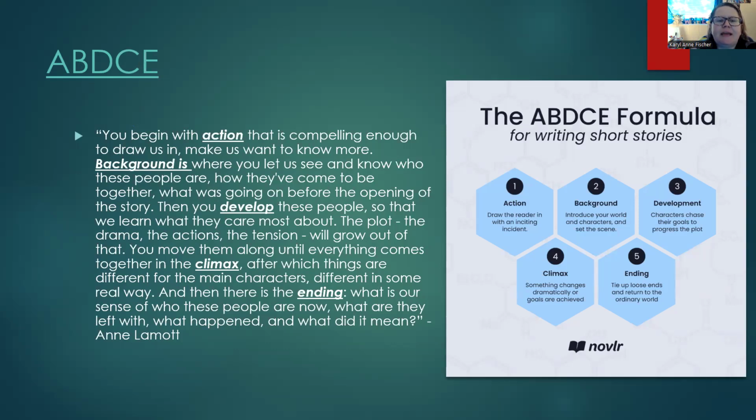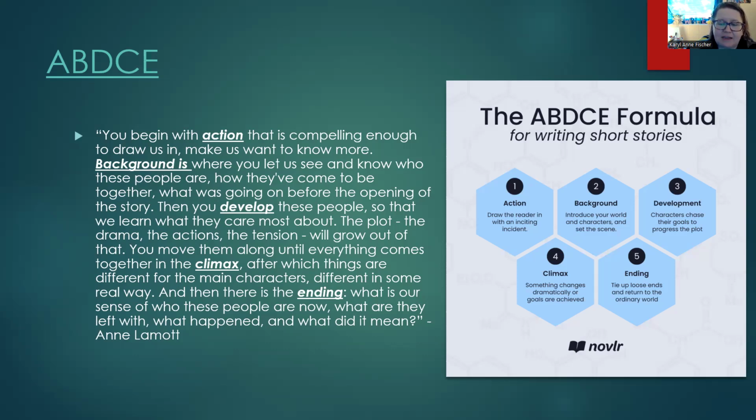But basically, we begin with action. We're drawing the reader in with an inciting incident or something major is happening. Then we start giving background after that action. Then we start developing the characters so that the reader cares about them and sees what the characters care about. The plot, the drama, the action, the tensions grow out of that development. It's very character driven and character focused. You move them along, and then everything comes together in the climax where something dramatically changes or they achieve goals. After that, things are going to be really different for the main characters.